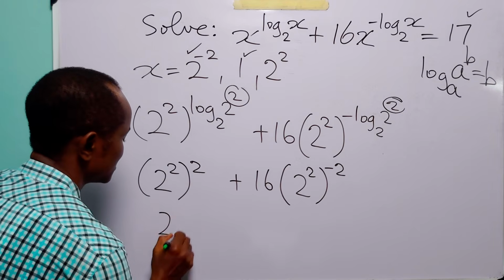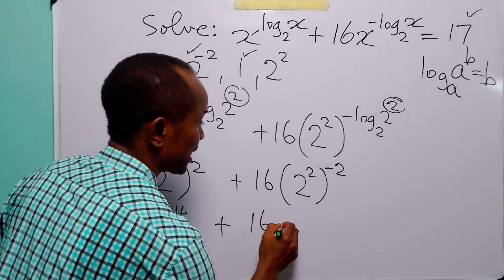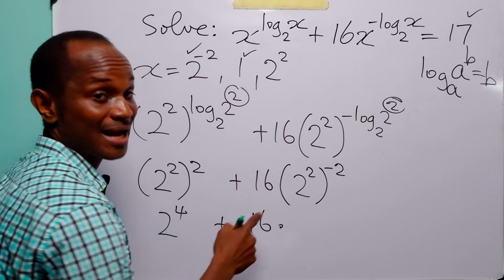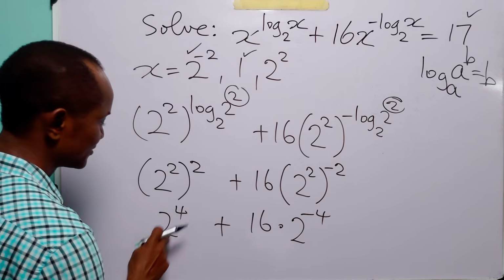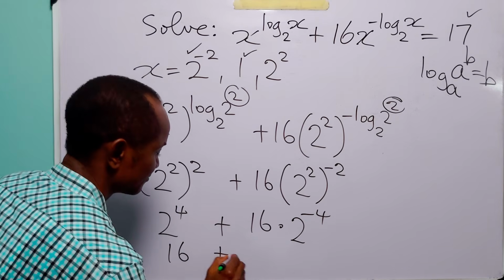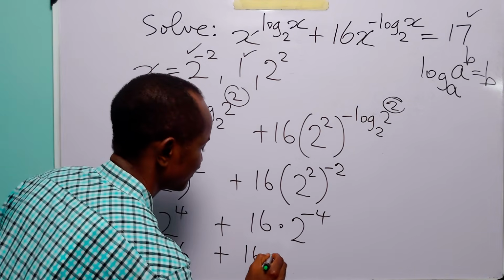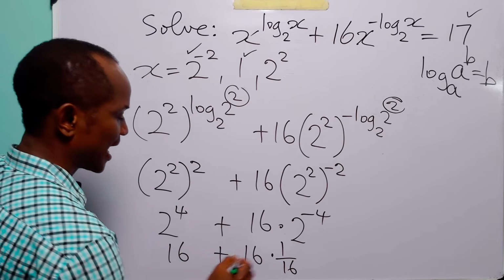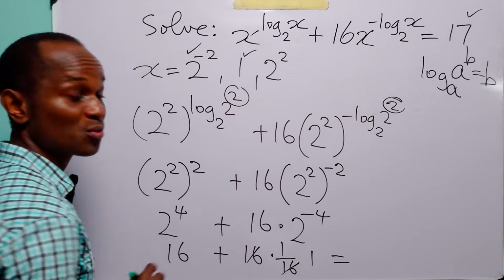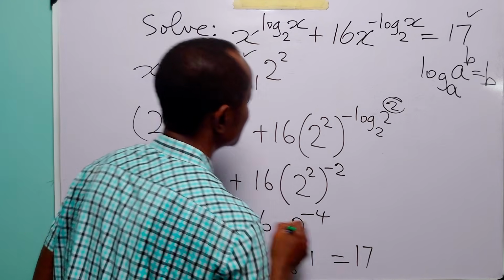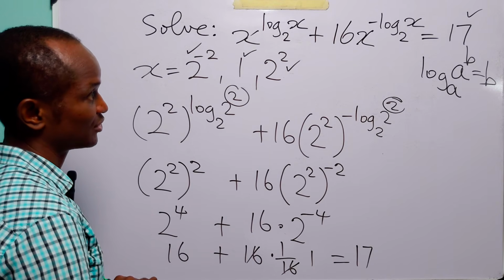2 times 2 is 4. Here we have 16 times 2 to the power 2 times minus 2, which is minus 4. So this is 2 to the power minus 4. 2 to the power 4 is equal to 16, and of course, 2 to the power minus 4 is equal to 1 over 16. And this is going to divide that, and we have 1. 16 plus 1 is 17. So the third value of x satisfies the exponential equation.